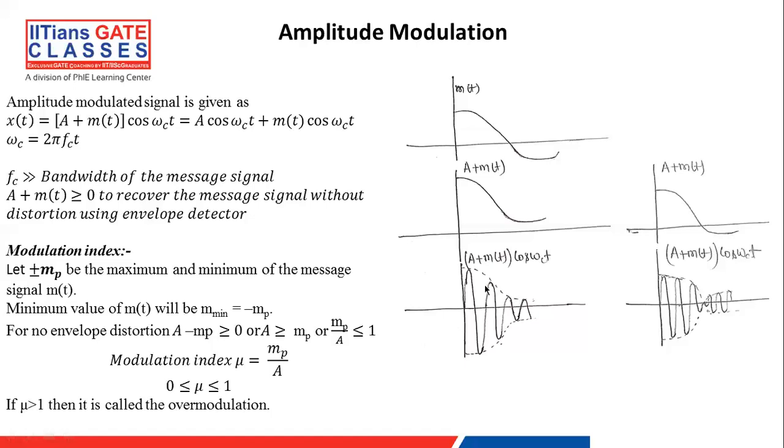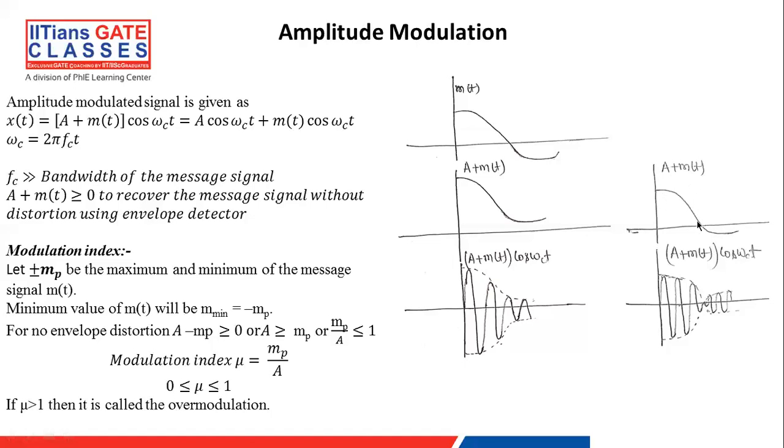As of now, just remember that the envelope detector is something which detects the amplitude of (A + m(t)) cos omega_c t, and it works only for the positive value of (A + m(t)) cos omega_c t, not for the negative value. Okay, now let's take this case.